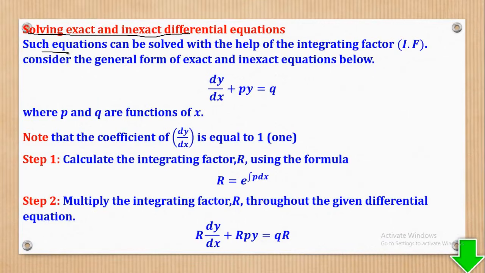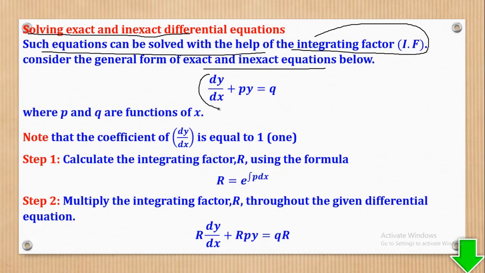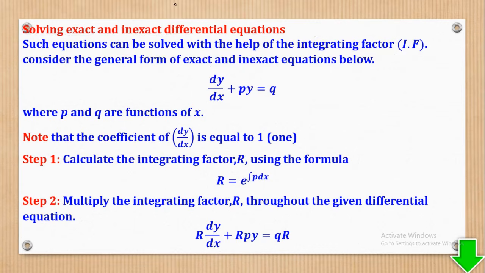Such equations are solved with the help of what we call an integrating factor. So consider the general form of an exact or inexact differential equation, dy/dx + Py = Q, where P and Q are functions of x. The steps taken are these ones. Step 1 is calculate the integrating factor R. This capital R denotes the integrating factor, and it is got by the exponential of the integral of P dx.